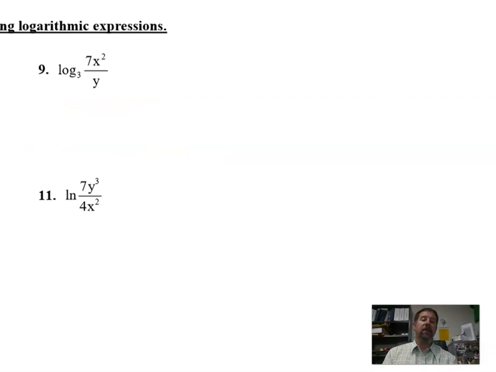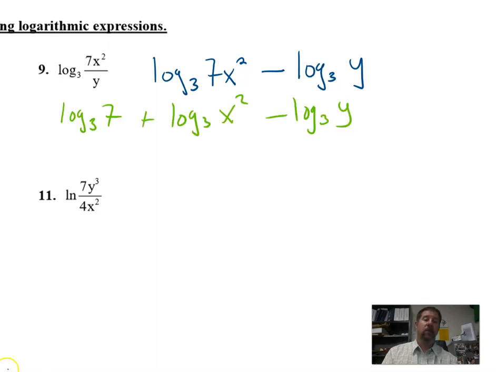All right, let's do the same thing with number 9. Let's expand our log base 3 of 7x squared over y. In this case, what's probably scaring us the most is the fraction, so let's undo that first. When things are dividing, you can, again, expand them with a subtraction sign, using the quotient property. And now I can undo this part similar to the way we did in number 8. Because 7 is multiplying x squared, I could undo that with a plus sign. Log base 3 of 7 plus log base 3 of x squared minus log base 3 of y.